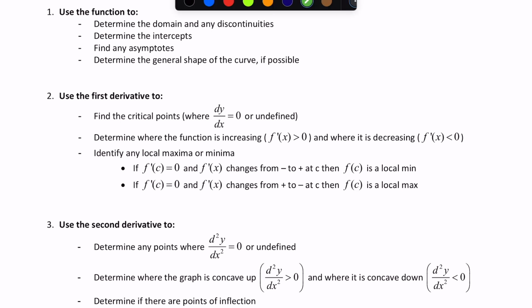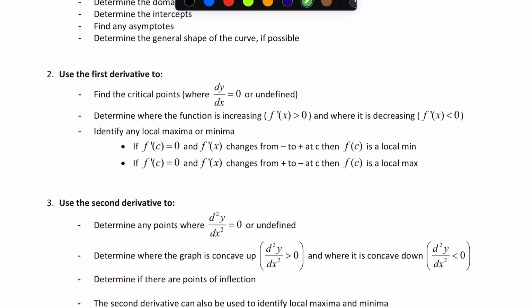The first derivative helps us find the critical points where the derivative is equal to 0 or undefined, and determine where the function is increasing, that's when f prime of x is greater than 0, and where it is decreasing, when f prime of x is less than 0. And here we're going to identify any local maxima or minima.